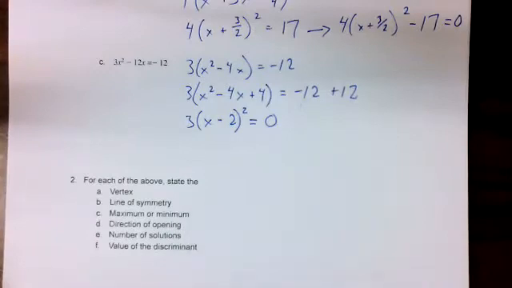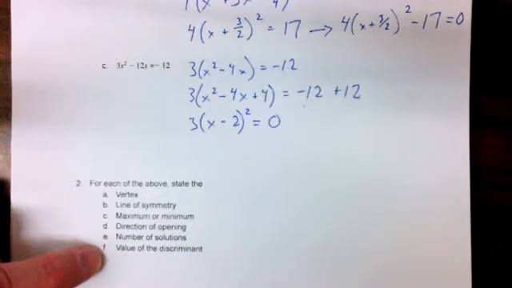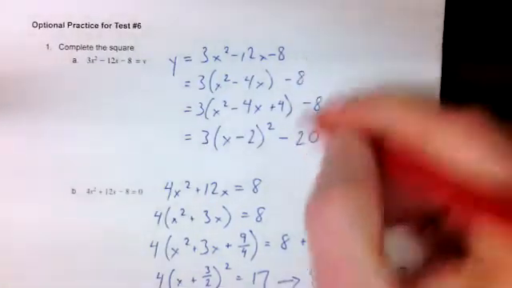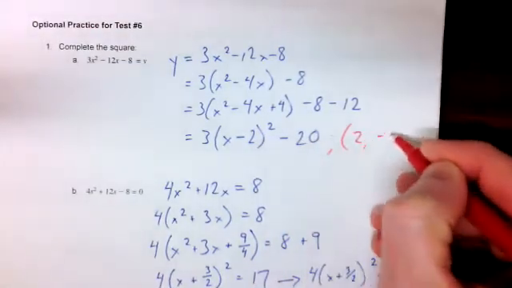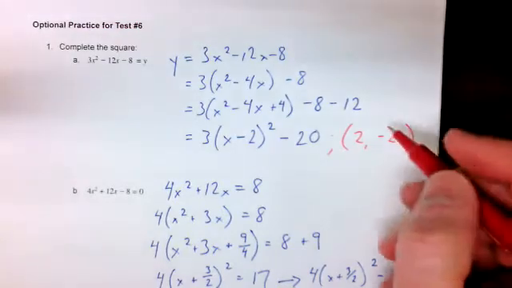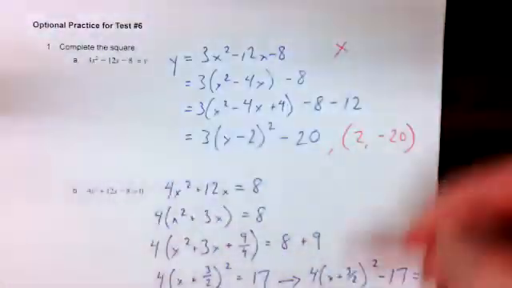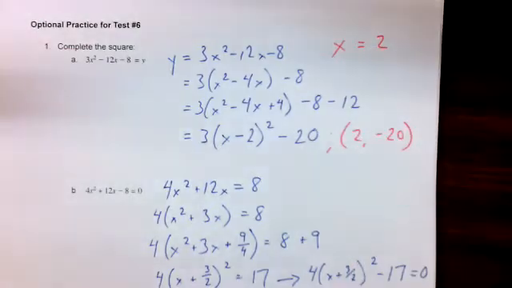Now down here it says, for each of the above, find the vertex, the line of symmetry, the maximum or minimum, direction of the opening, number of solutions, and the value of the discriminant. Well, the vertex here is (2, -20). The line of symmetry, I'm just writing answers all over. I didn't spend a lot of time formatting this test because I just wanted to give you practice. X equals 2. So whatever x equals, that's the line of symmetry.